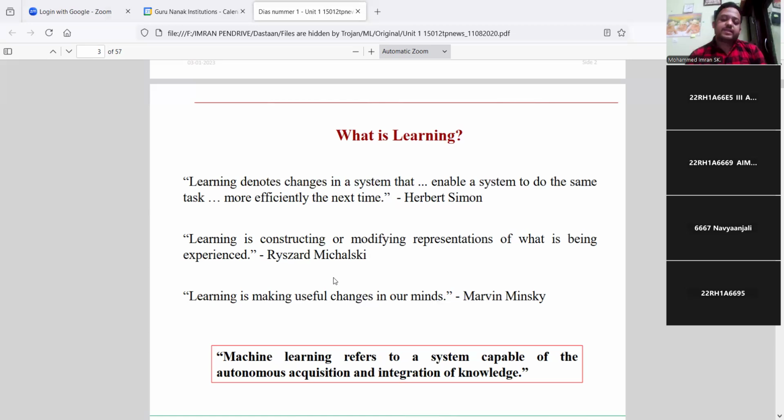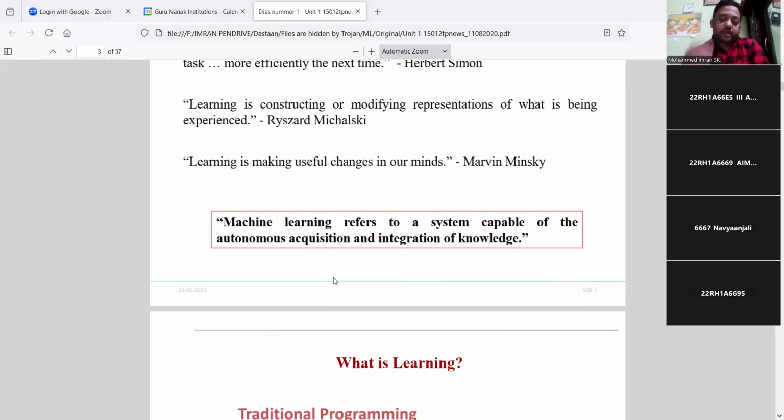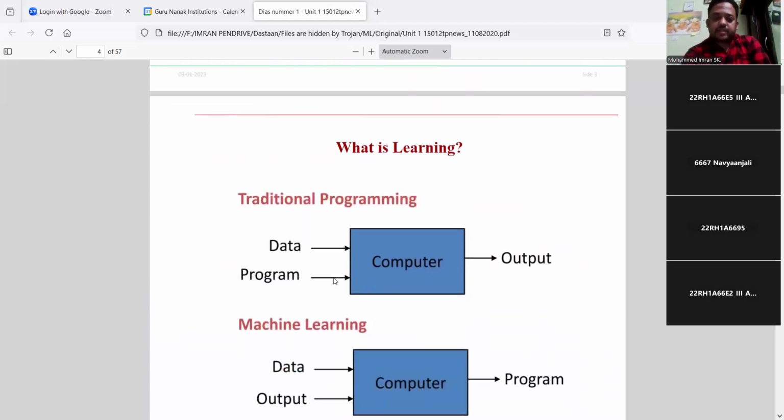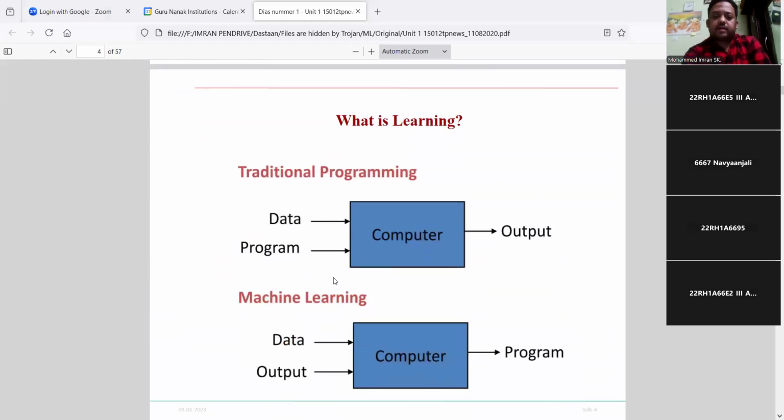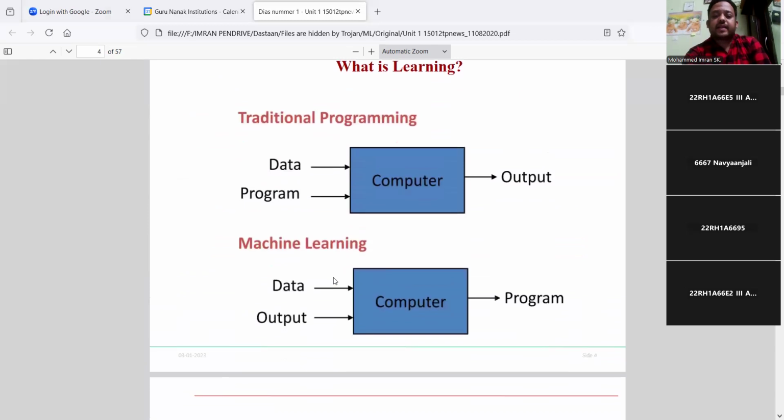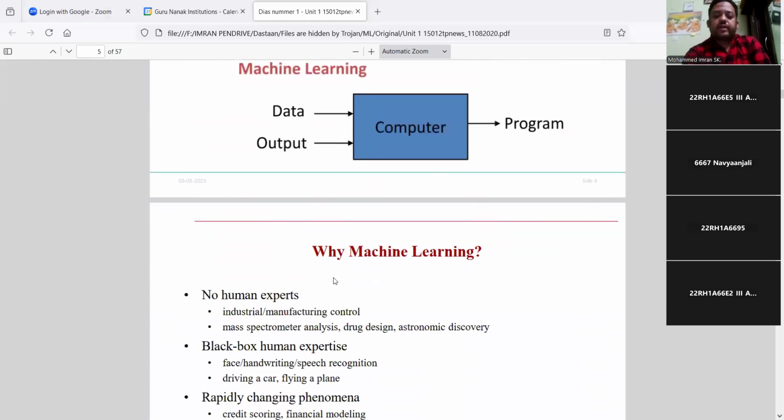Normally machine learning refers to a system capable of autonomous acquisition and integration of knowledge. In machine learning we normally have testing and training data. What we are doing is feeding the data, and the system, based upon our model, will be giving the results. The next one is traditional programming. The various differences between traditional programming and machine learning, I think we already know.